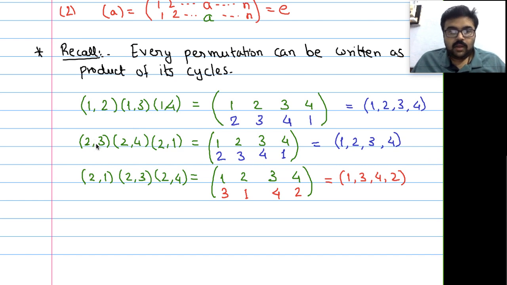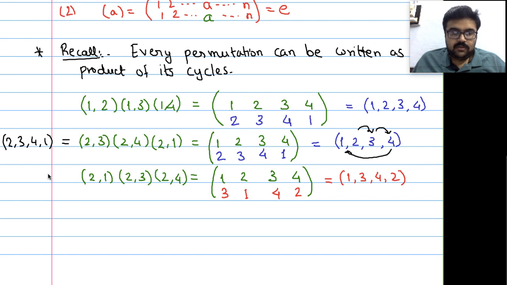Then here, 2 3, 2 4, 2 1. So what should we expect? We should expect, if we do it like this, 1 2, 1 3, 1 4, so we are getting 1 2 3 4. So here also we have 2 3, 2 4, 2 1. So we should have 2 3 4 1, and that is the same thing. See, 2 3 4 and 1. It is the same cycle, 2 3 4 1.